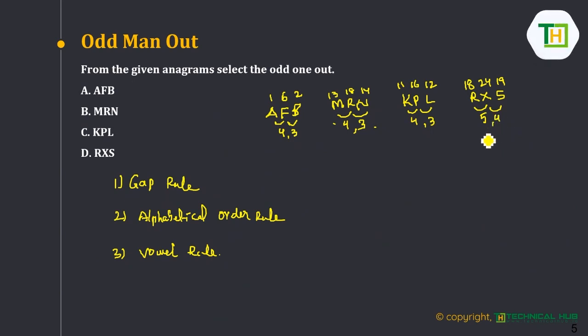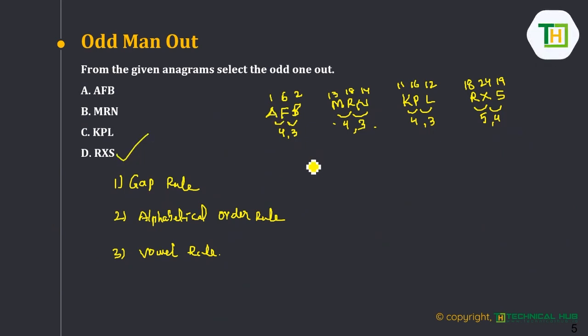If you observe the gap rule, options A, B, C are following the same pattern, and option D is completely different from the remaining options. So I can choose the fourth option, option D, as the odd one out in the given options.